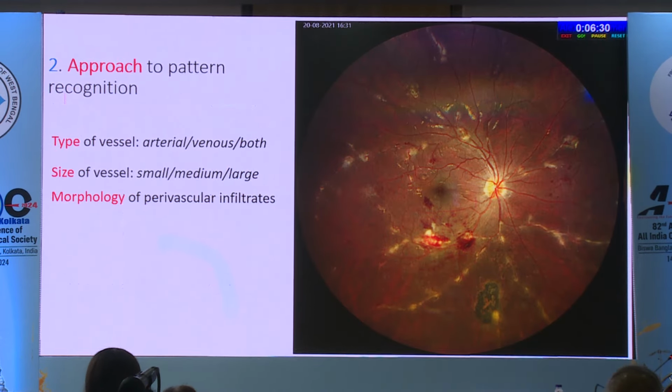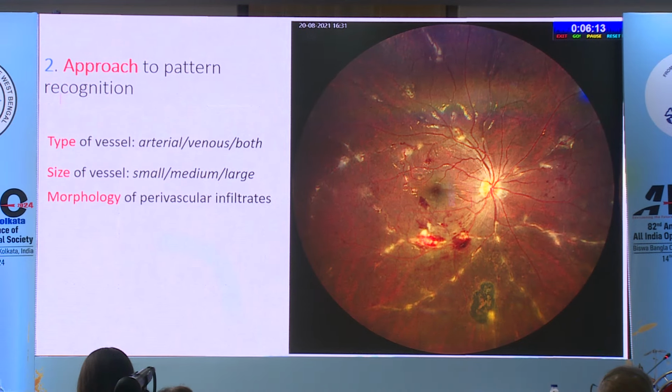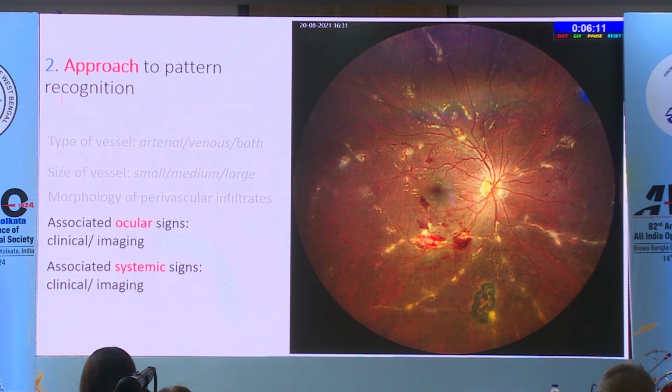Now, how do we go about looking at these patients? First, find out what type of vessel is involved. Is it the arteriole or the veins or both? What are the sizes of the vessels? Mainly the capillaries or the medium or larger vessels? What is the morphology of the infiltrates? And I'll come to it in a while. And once you have characterized the vasculitis, see what are the other ocular signs and what are the other systemic signs in the patient.